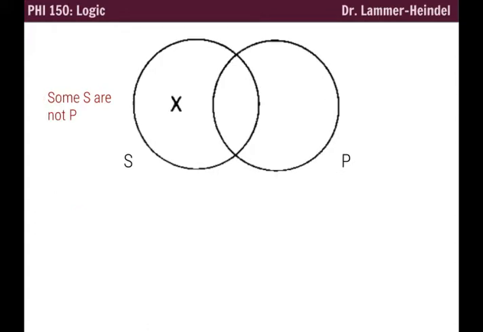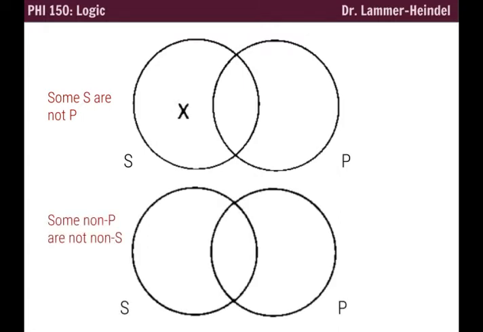Going on, I'm going to do the O-form proposition. The standard O-form proposition is diagrammed this way. We put a little X or an asterisk in the left-hand field. Now, the contrapositive says that some non-P's are not non-S's. So again, I work outside of the P category. And so I'm going to do something outside the P category.